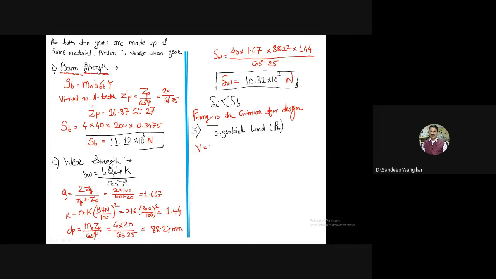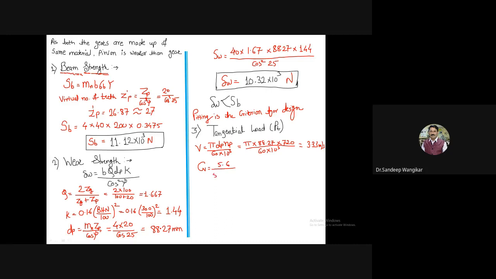So V is given by pi dP nP divided by 60 into 10 raised to 3. I will say here pi into 88.27 into 720 divided by 60 into 10 raised to 3. So I will get the answer V is equal to 3.33 meters per second.